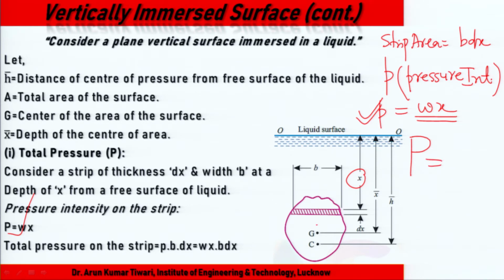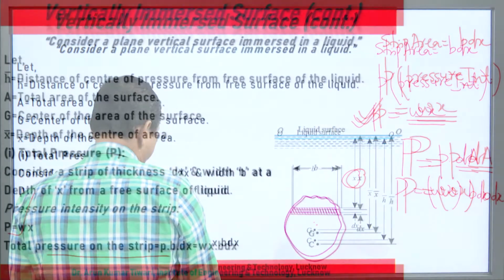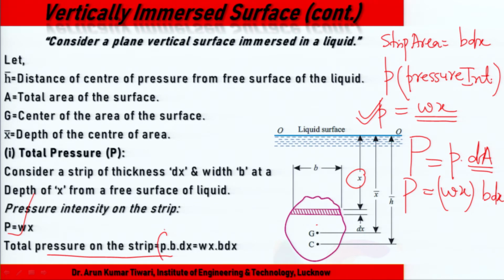On this strip, the total P is the pressure intensity into the area. The area of the strip we can say is dA, which is B dx. So the pressure intensity p is W x, and the area is B dx. This is the capital P on the strip.